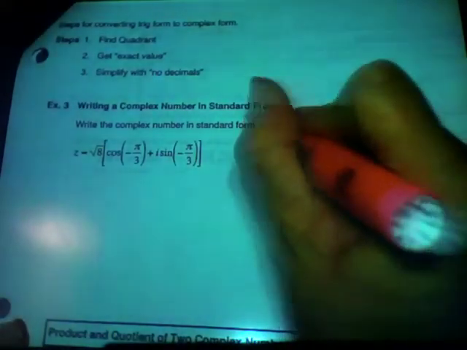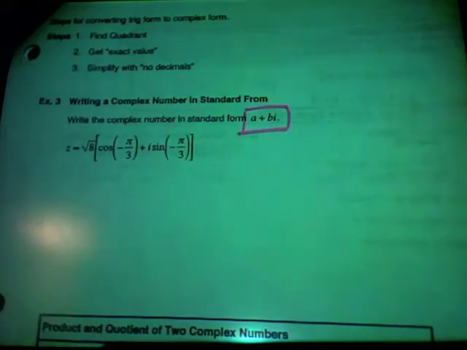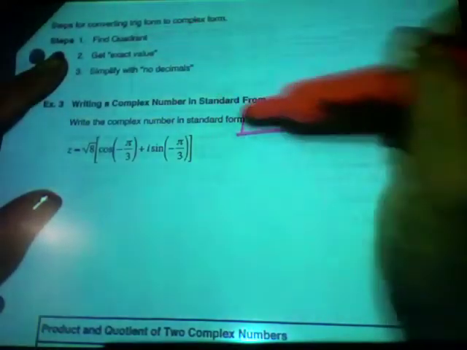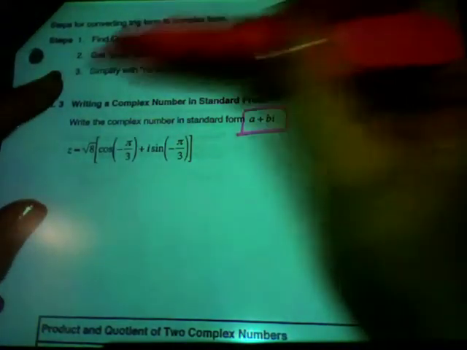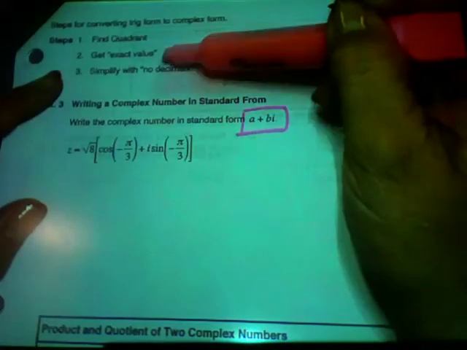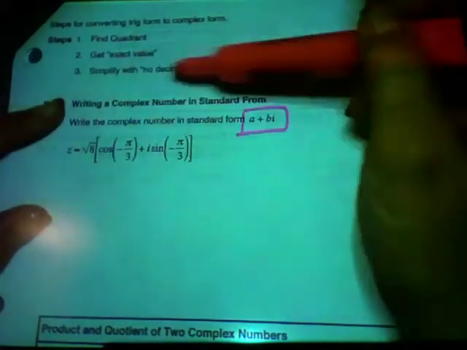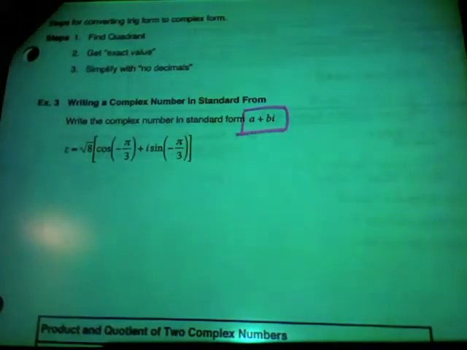Now you're going to write your complex number in standard form. What's standard form? Yeah. Here's your standard form right here, a plus bi. Notice what you've been given. Are we just going backwards? Okay. So step 1 is to find your quadrant, because that'll tell you what your signs of A and B should be. Step 2, get your exact value. I'll show you what that means in a minute. And then step 3, you're going to simplify with no decimals.